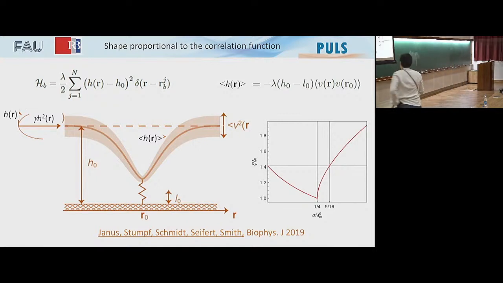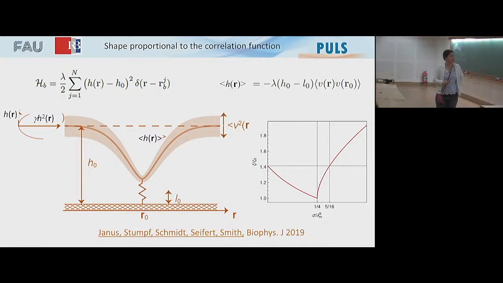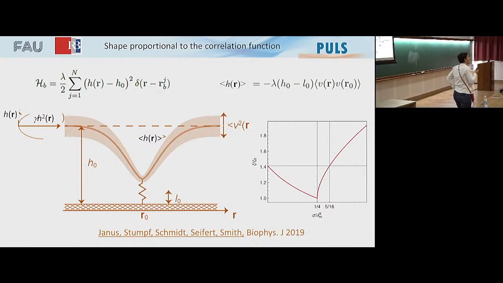All right, now the interesting thing is that you can calculate the shape of this and really write it as a function of the correlation function or the Green's function. Basically, the Green's function is the correlation function of the free membrane. Now, that's the nice thing, okay?